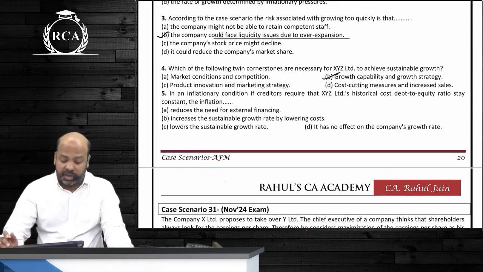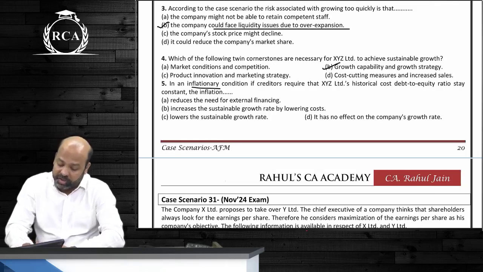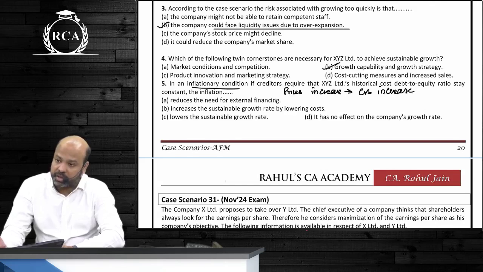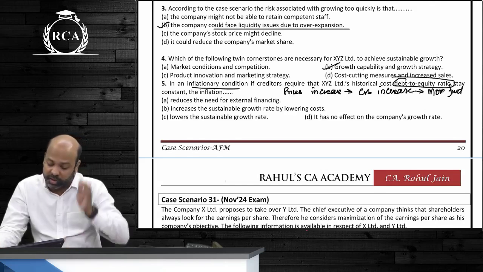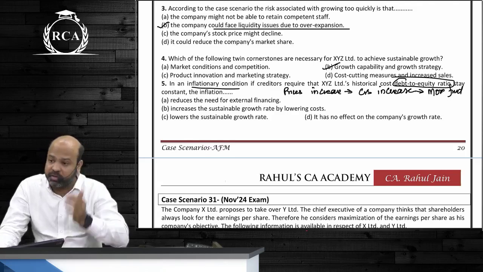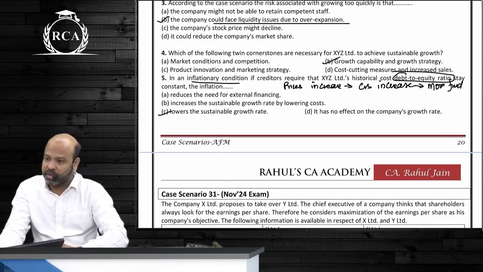In an inflationary condition, if creditors require that XYZ's historical cost debt to equity ratio stay constant, what will happen? अब इसमें क्या होता है बेटा? इस inflationary condition में will prices increase? If prices increase as such guys, will creditors increase? हाँ या ना? That means you need more funds. तुम historical cost के basis पे अगर debt to equity ratio constant रखोगे, will you have access to more funds? No, which will lower your sustainable growth rate.